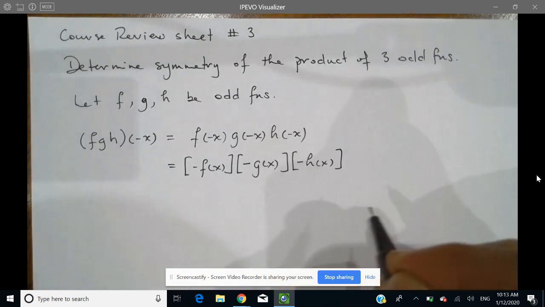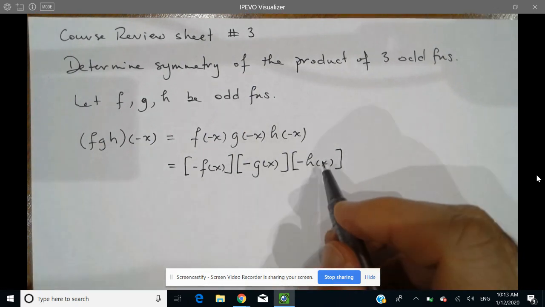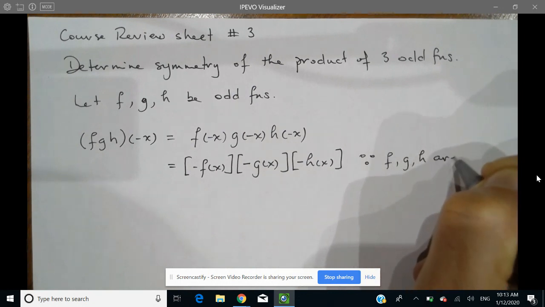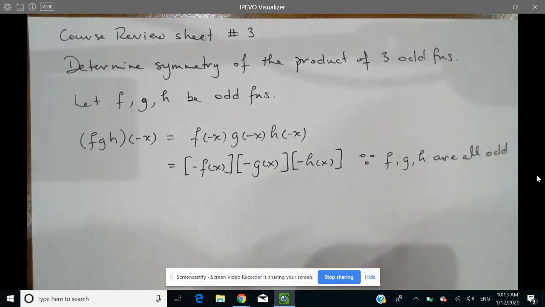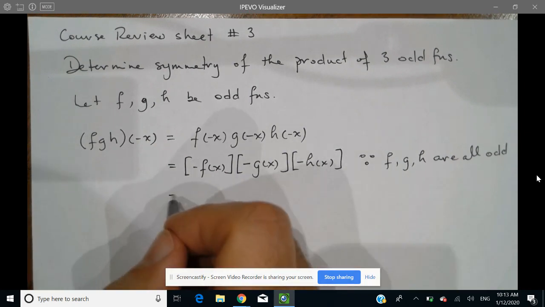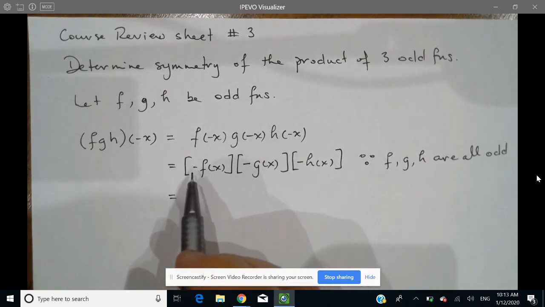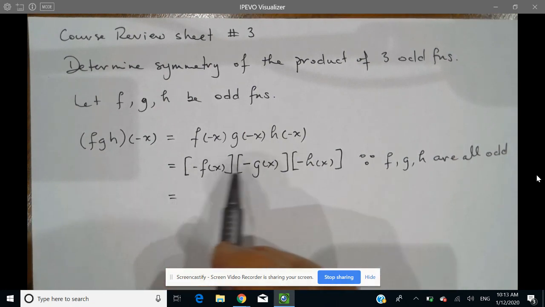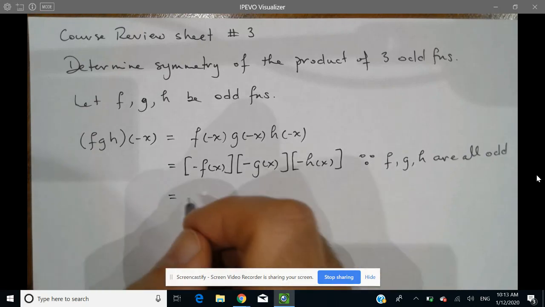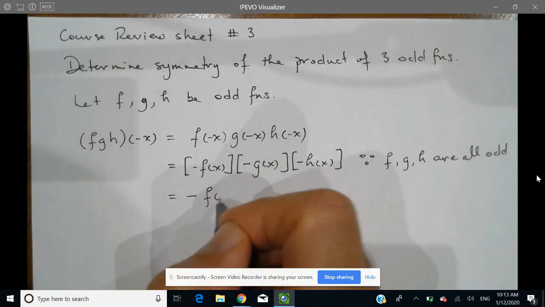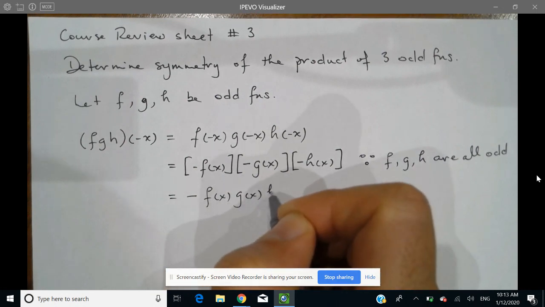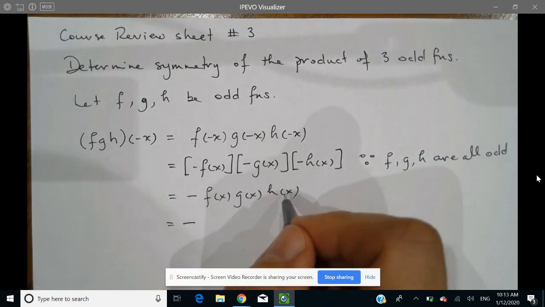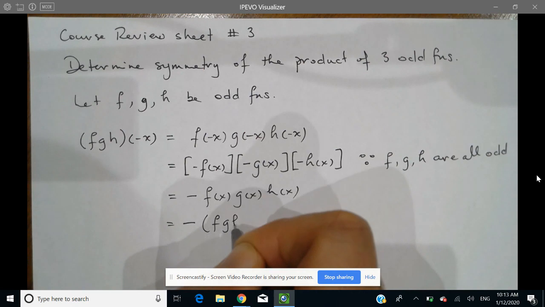In principle, I should be justifying this line, and the reason I can say this is because f, g, and h are all odd. Now that I have this expression, I can again do some algebra. Remember multiplication is commutative, so I can do it in any order, and when I multiply these 3 negative 1s, I just end up with negative 1. I also end up with f at x times g of x times h of x, so this is equal to negative the product of these 3, which is just f times g times h evaluated at x.